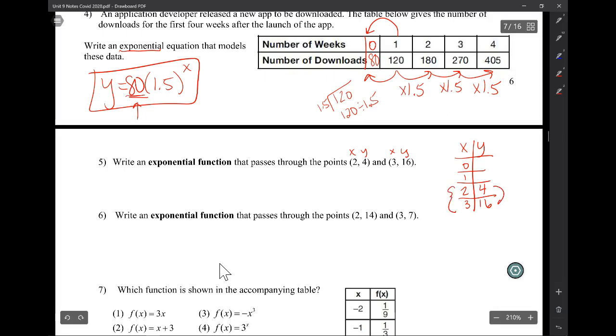So to get from 4 to 16, my growth factor is multiplying by 4. So that's going to be the base of my equation. And then again, all I need to do is find my y-intercept. So if I want to work backwards, 4 divided by 4 would be 1. And then if I divide by 4 again, I get 1/4. So there's my coefficient, and there's my equation.